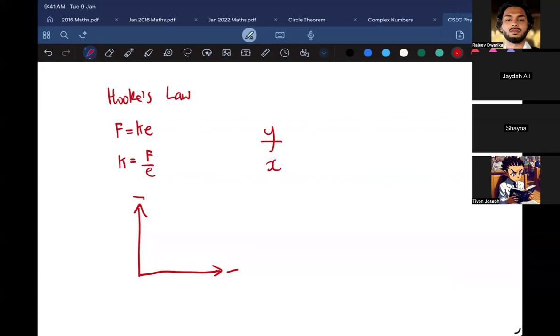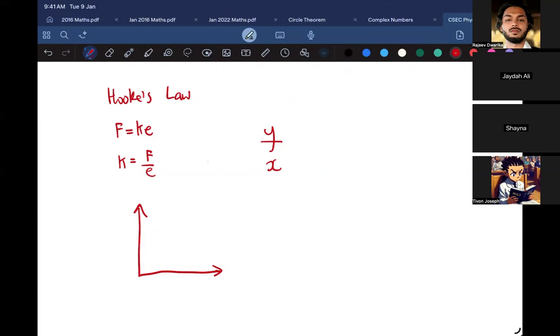So Gina, we know that k is equal to F over e, right? And we know that gradient is essentially y over x. So Jada, what do you think I should put on the y-axis if I want to get spring constant from the gradient directly? Jada, are you there? Yes. A bit confused.